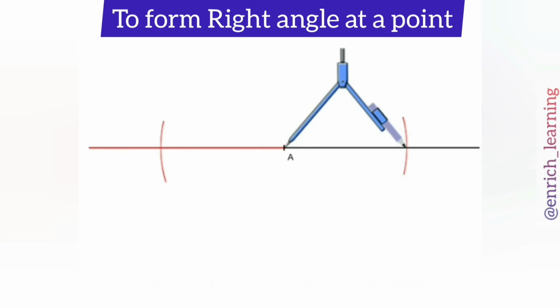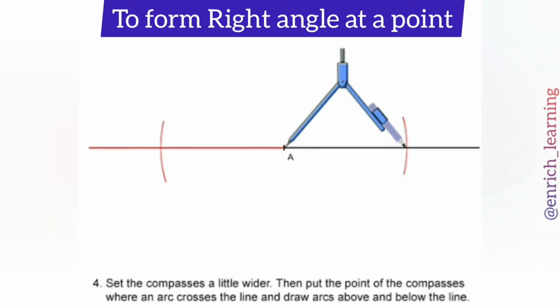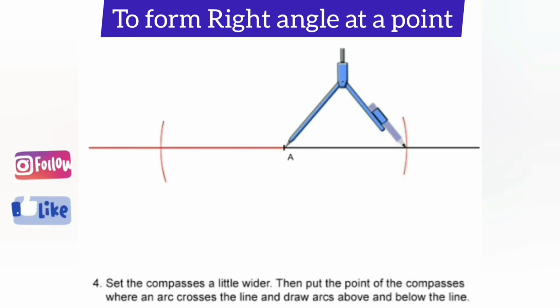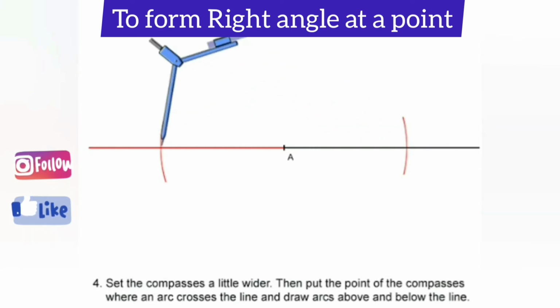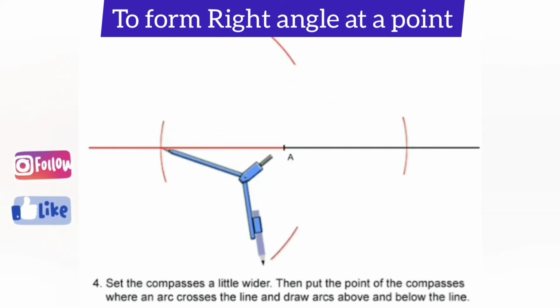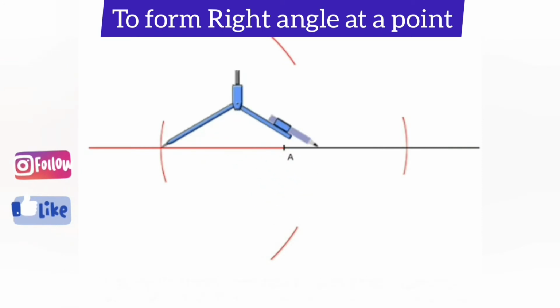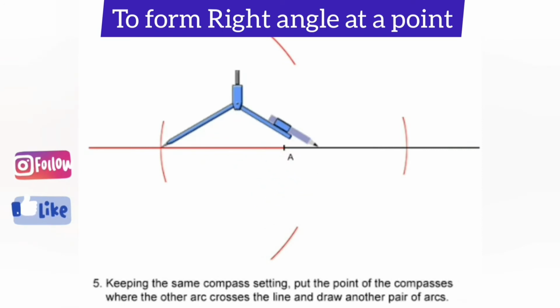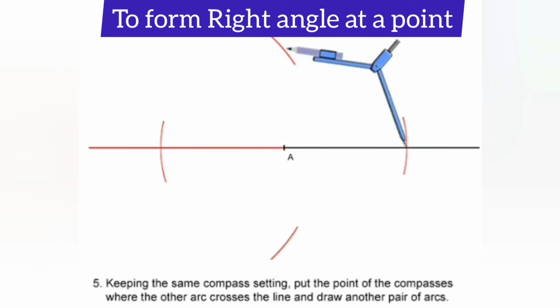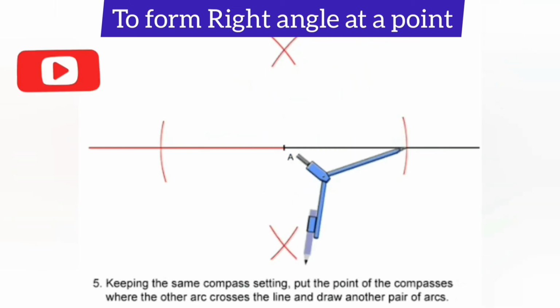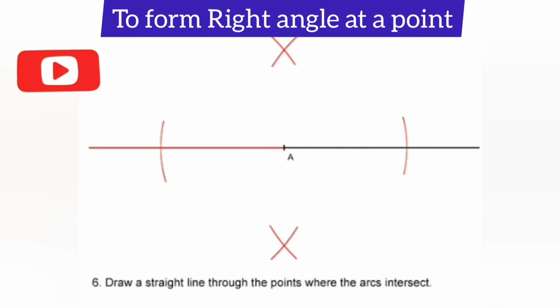After that, set the compasses a little wider. Then put the point of the compasses where an arc crosses the line and draw arcs above and below the line. After doing this, keep the same compass setting, put the point of the compasses where the other arc crosses the line, and draw another pair of arcs.